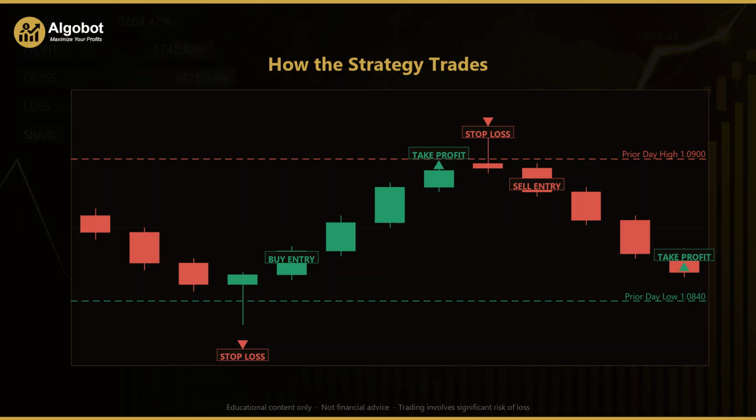So in both cases, the logic is identical, just flipped. A poke beyond yesterday's level, a close back inside, and a rejection body in the opposite direction. The stop goes just past the extreme that was swept, and the target is a fixed multiple of the risk. Notice the strategy never needs an indicator to do any of this. It reads structure and the behavior of the candles alone.